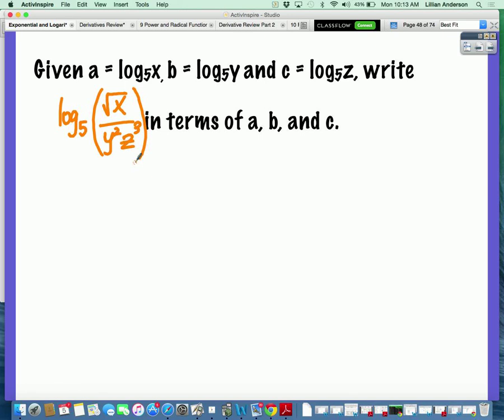So, to write this in terms of A, B, and C, you're going to need to basically expand this log right here. Okay? So let's start there. Don't worry about A's, B's, and C's just yet. Let's just expand this, okay? So what's the first thing that you think we're going to need to deal with?